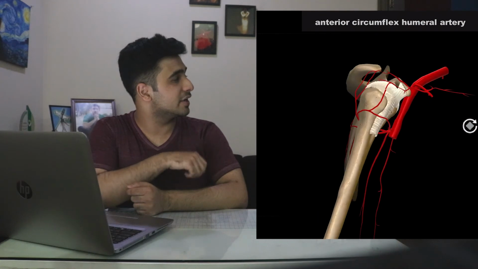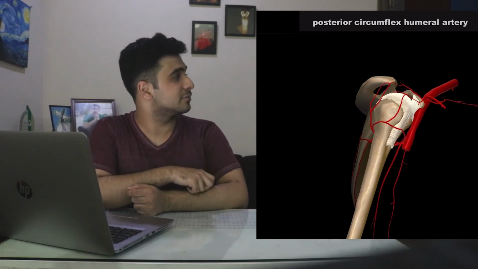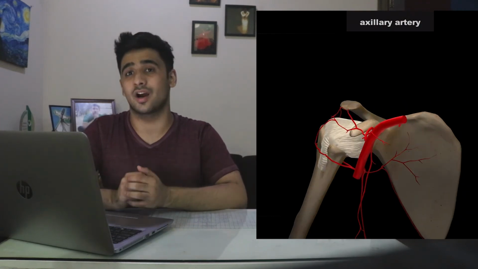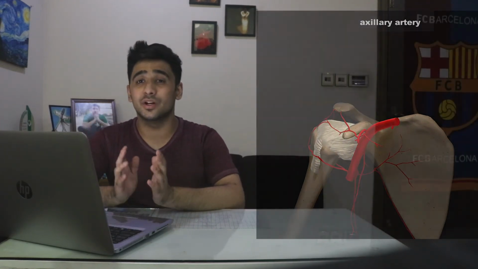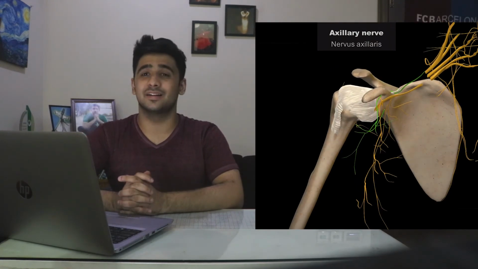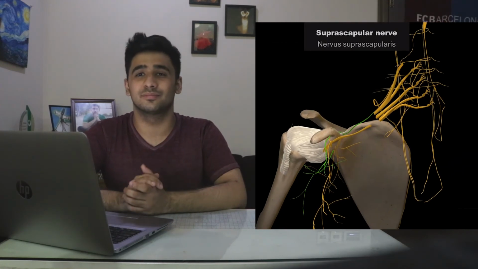Talking about the neurovasculature, the shoulder joint is supplied by the anterior circumflex humeral artery and the posterior circumflex humeral artery, which are both branches of the axillary artery, while it is innervated by the lateral pectoral nerve, the axillary nerve, and the suprascapular nerve.